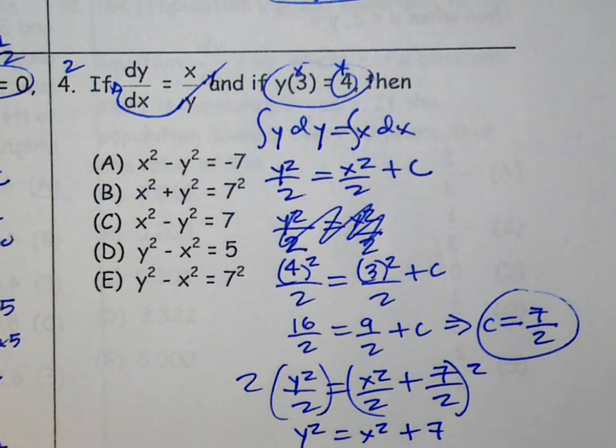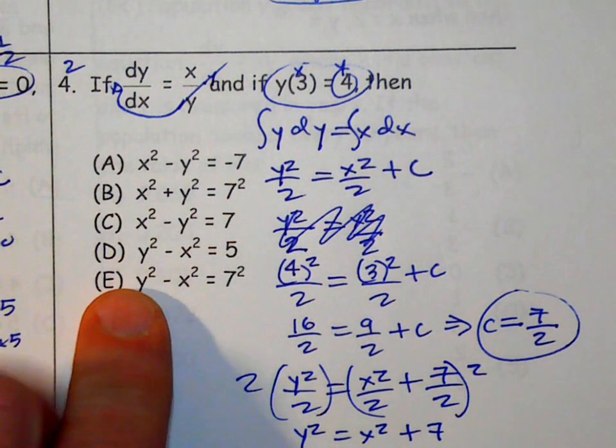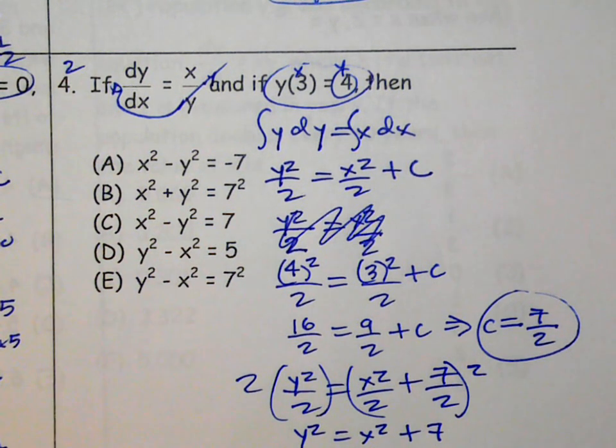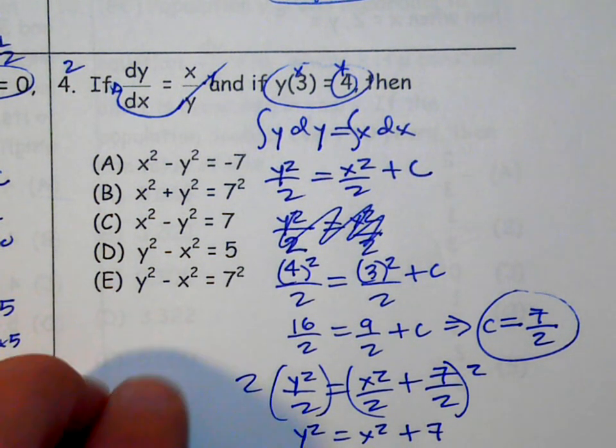And that cleans it up. They all have x squared and y squared on the left-hand side. Kind of like standard form. So we could subtract x squared to the other side. And that might be an answer.